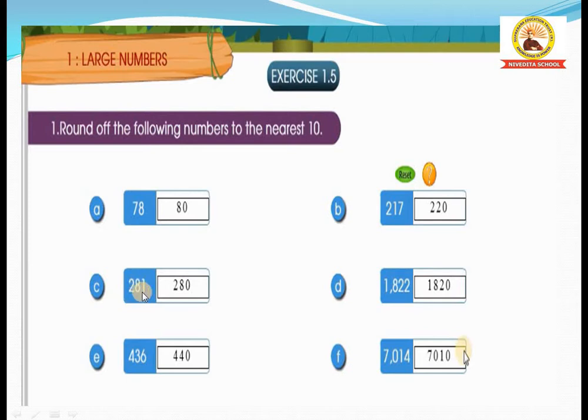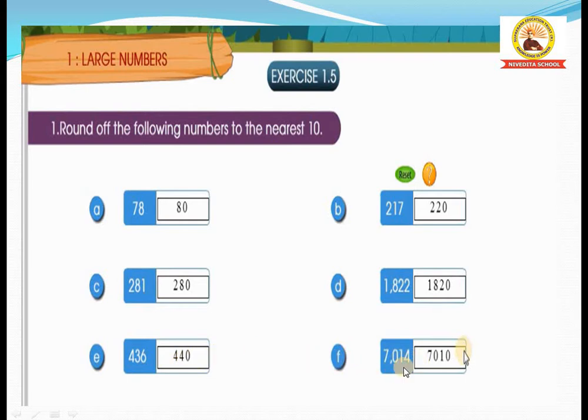And 280, is it nearest to 80 or 90? Yes, it is nearest to 80. So we will write 280. 1822. 22 is nearest to 20 or 30? Yes, it is nearest to 20. So 1820. 436. 36 is nearest to 30 or 40? Yes, it is nearest to 40. So we will write 440.